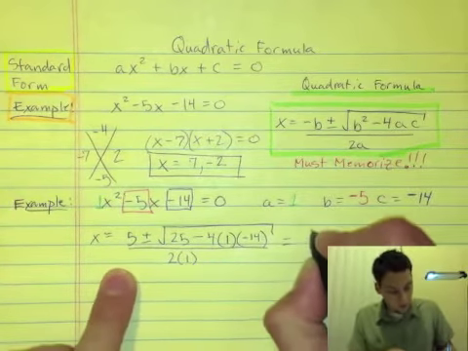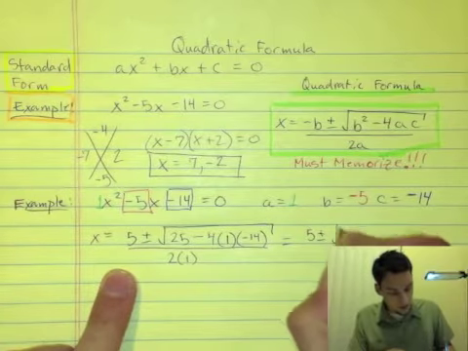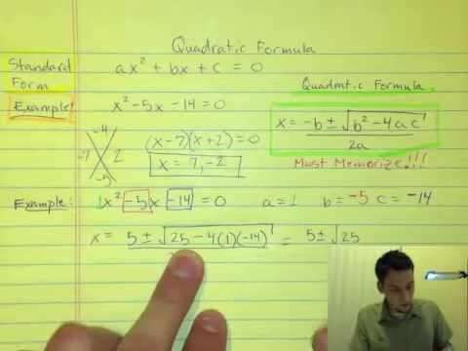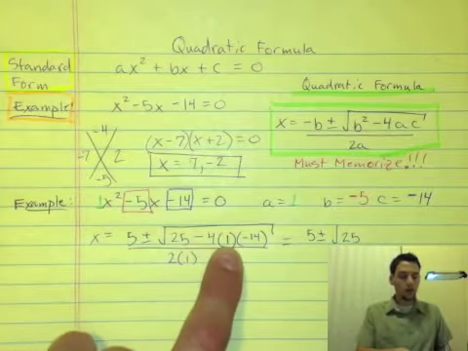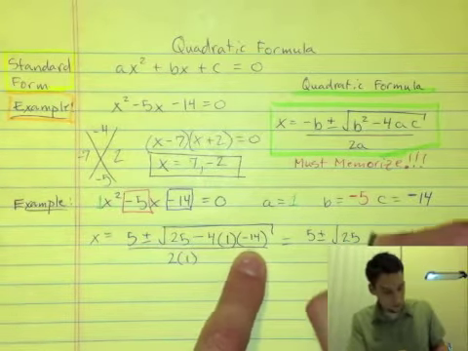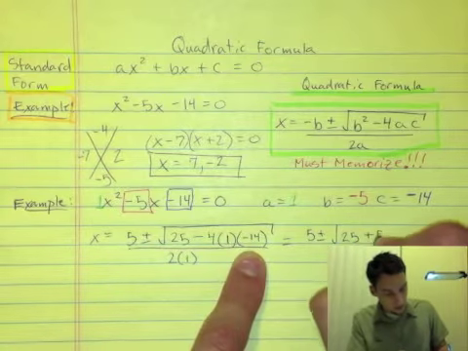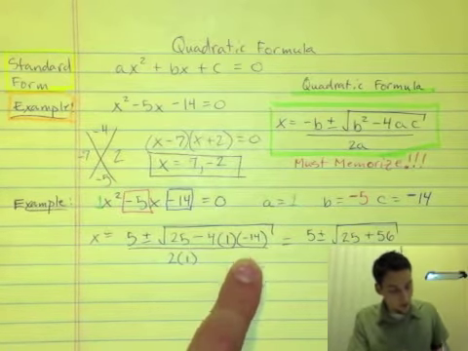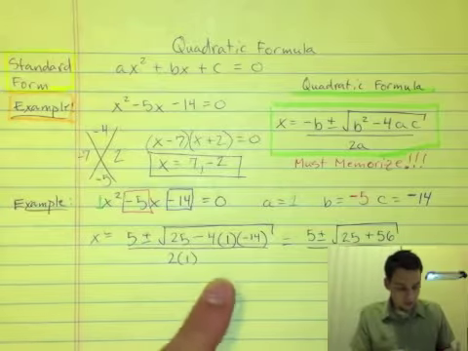So let's simplify this. 5 plus or minus the square root of 25. Negative 4 times 1 is negative 4. Negative 4 times negative 14 is positive 56. Plus 56. My refrigerator just turned on. Over 2. You guys don't care.